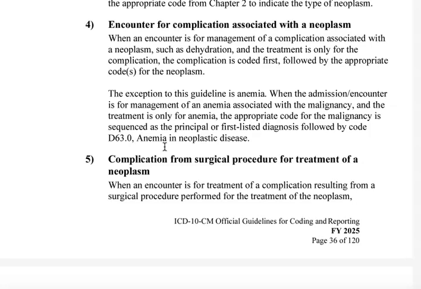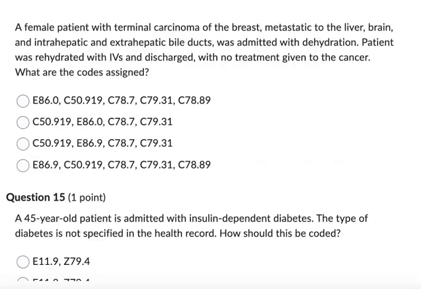When an encounter is for management of a complication associated with the neoplasm, such as dehydration, and the treatment is only for the complication, the complication is coded first, followed by the codes for the neoplasm. And then the only exception to this is anemia. Well, let's just go back over to the scenario I was looking at. Okay, so we know, just based on that guideline, that the dehydration should go first.